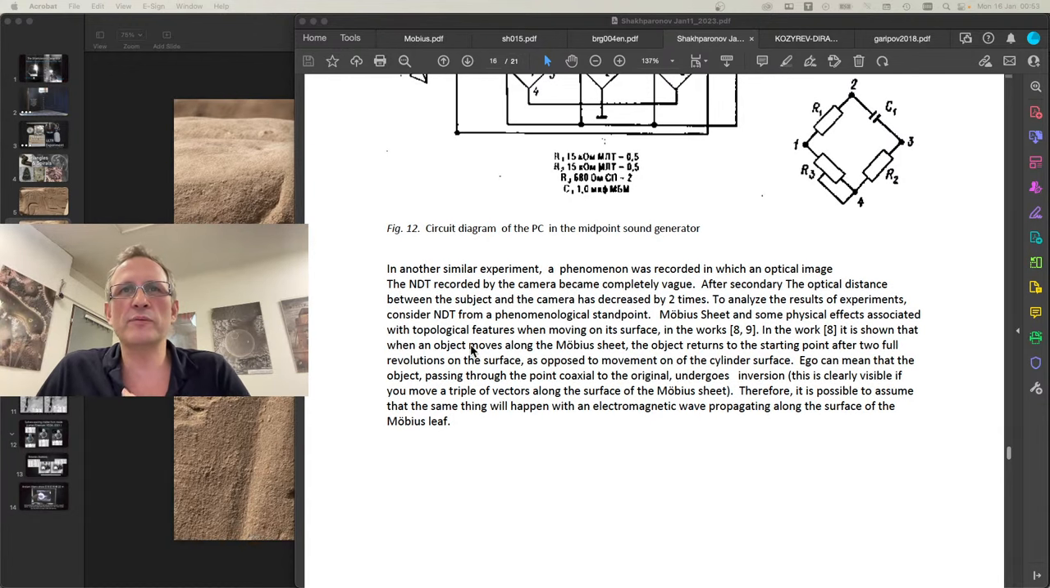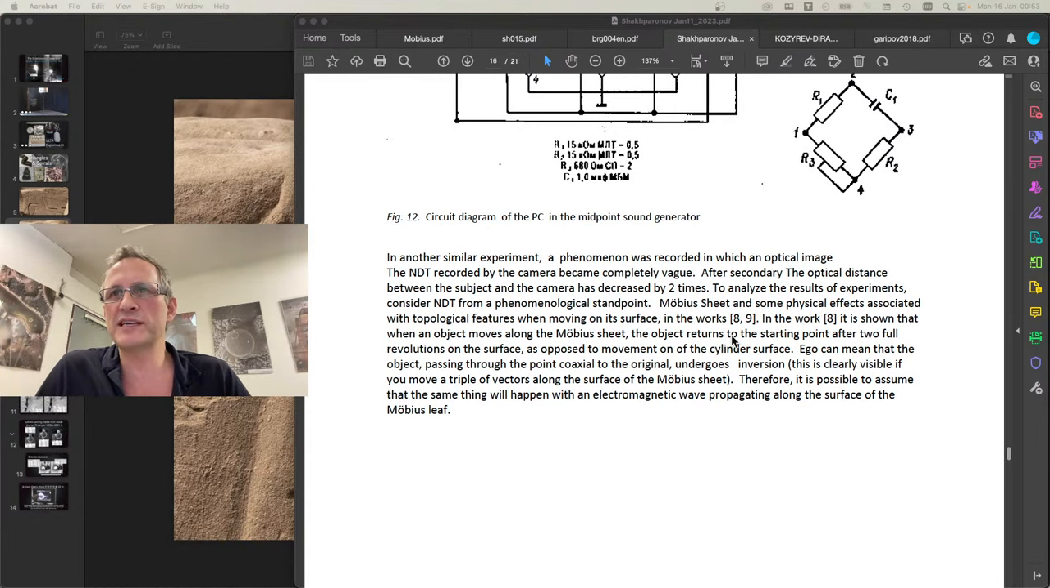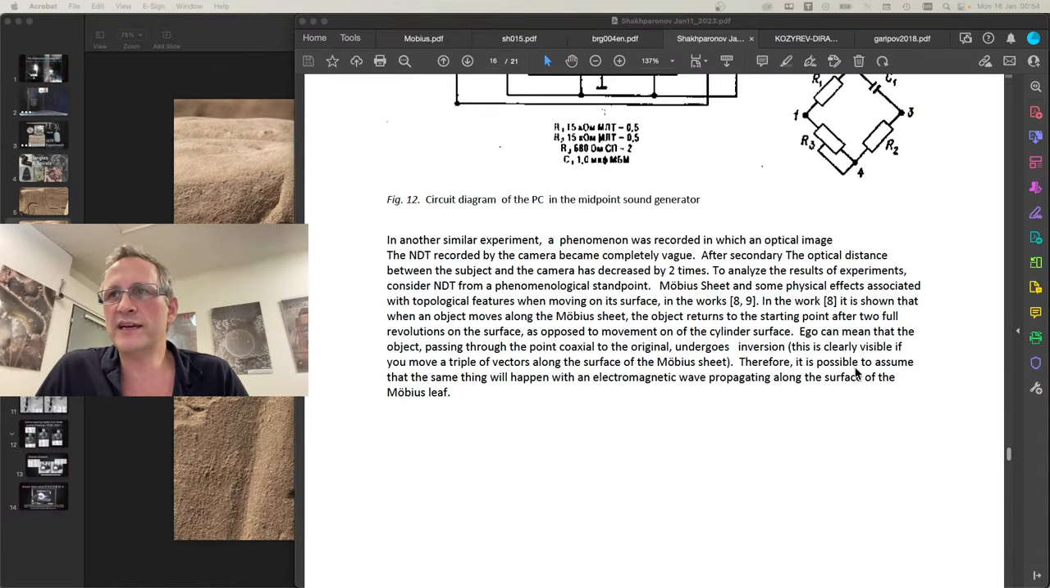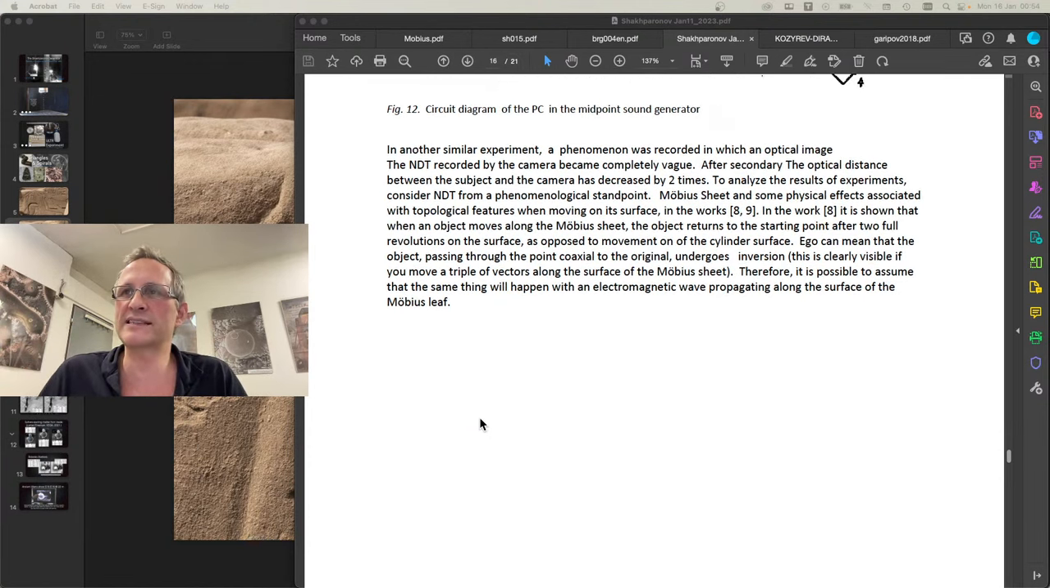In work 8, it is shown that when an object moves along the Möbius sheet, the object returns to the starting point after 2 full revolutions on the surface, as opposed to movement on the surface of a cylinder. Therefore, it can mean that the object passing through the point coaxial to the original undergoes inversion. This is clearly visible if you move a triple of vectors along the surface of the Möbius sheet. Therefore, it is possible to assume that the same thing will happen with an electromagnetic wave propagating along the surface of the Möbius leaf. And this comes to talking about what I'm referring to as getting phase conjugation.